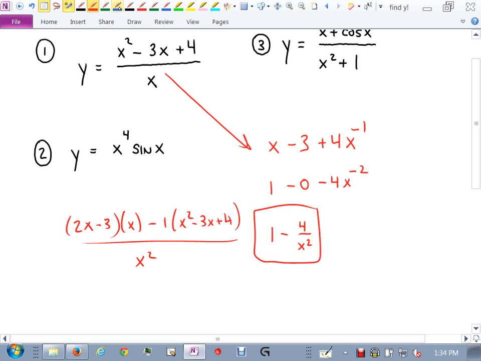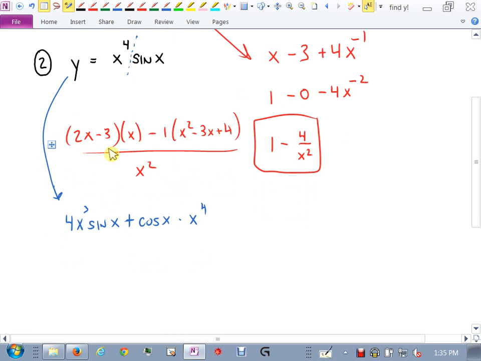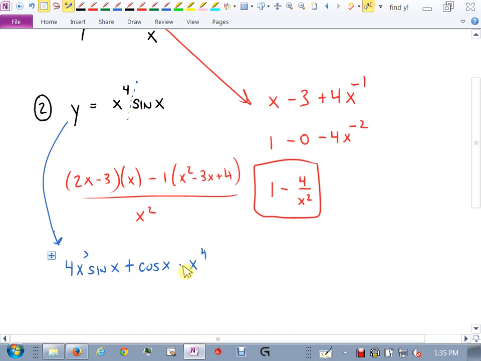All right, on number 2, product rule. Here's our product right there. The derivative of the first one is 4x cubed times the second one, plus the derivative of the second one, which is cosine x, times the first. Did I say minus? I meant plus. So there's your product rule there.